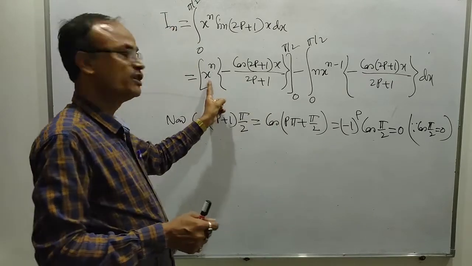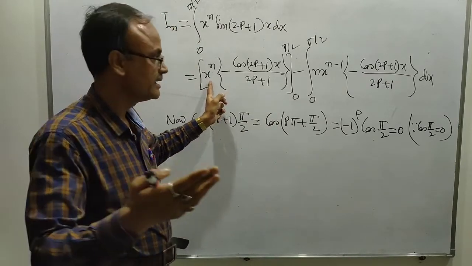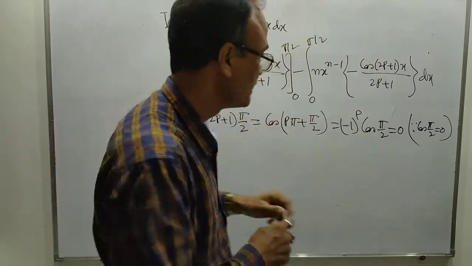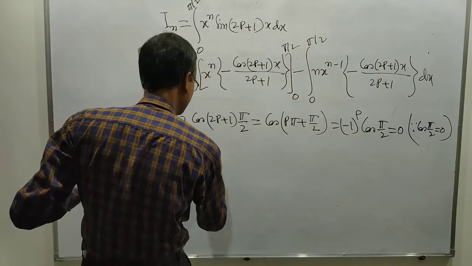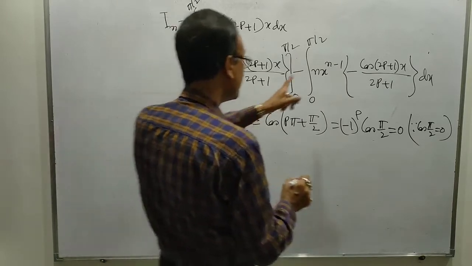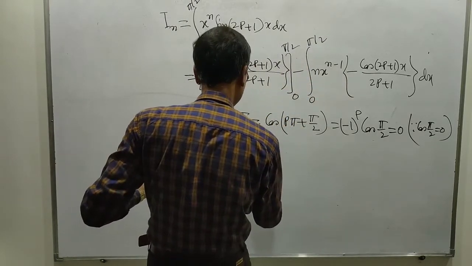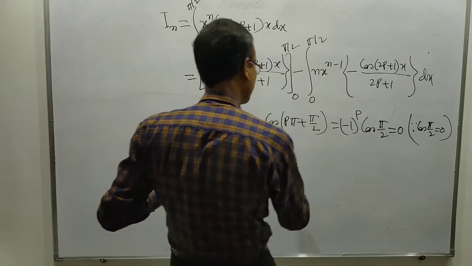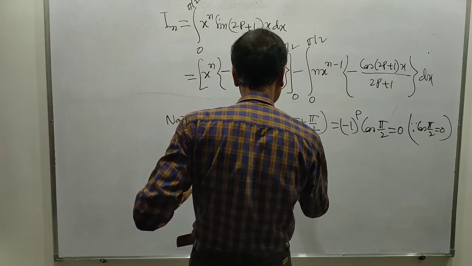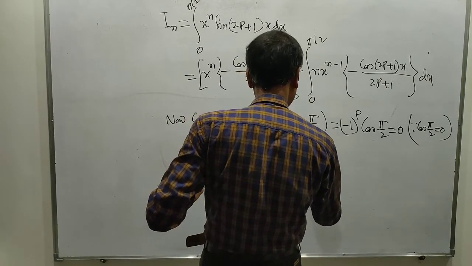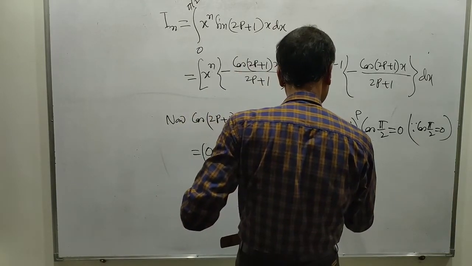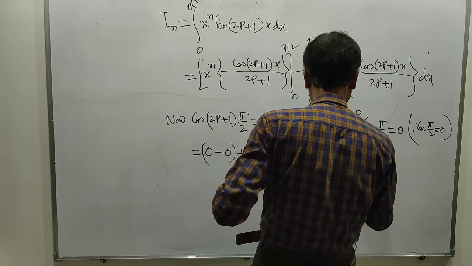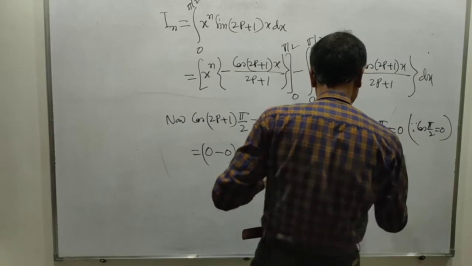And if you put 0 here, it is again 0. 0 minus 0, no contribution from this term. This means no contribution from this term. 0 minus 0, minus minus plus, n divided by twice p plus 1, integration 0 to pi by 2, x to the power n minus 1, cos twice p plus 1 x dx.